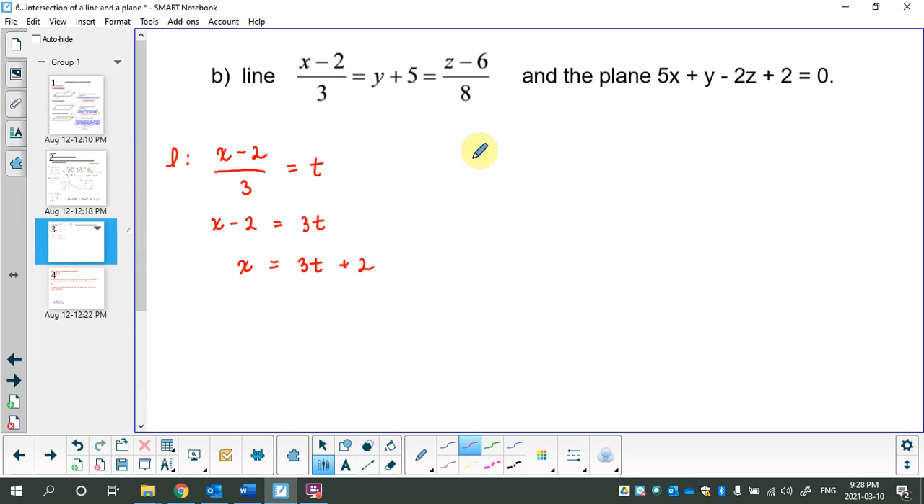Then I'm going to do the same thing here. So y plus 5 is equal to t. No flinging or half cross multiplying or needing to multiply. With this one, it's pretty simple.